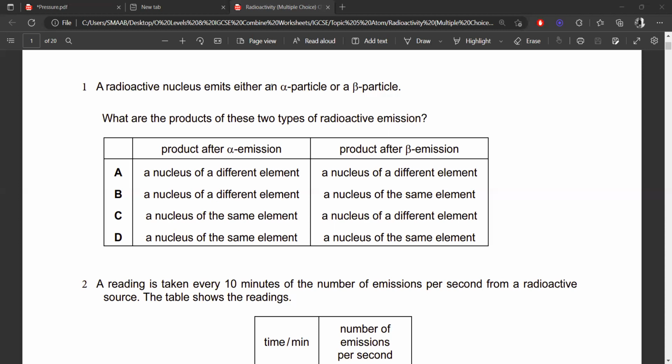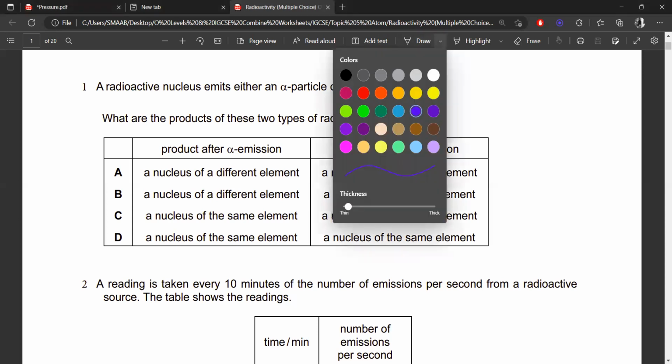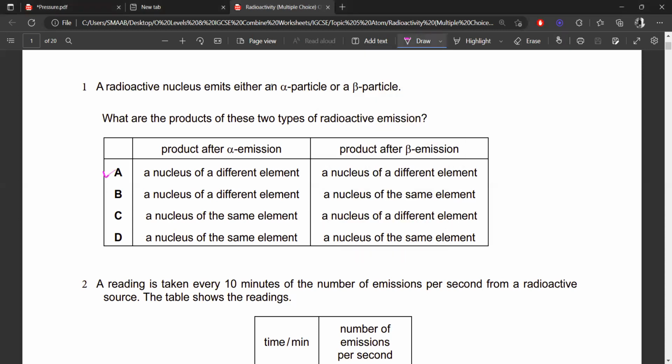A different element? Yes, because if you remember the equation, in the equation of alpha and beta, we are getting a different element, right? But in gamma, the element will be the same because there will be no change in the proton number and neutron number. So in gamma, the element will be the same. But if we talk about alpha and beta, the elements will be different. So option A will be the right one.